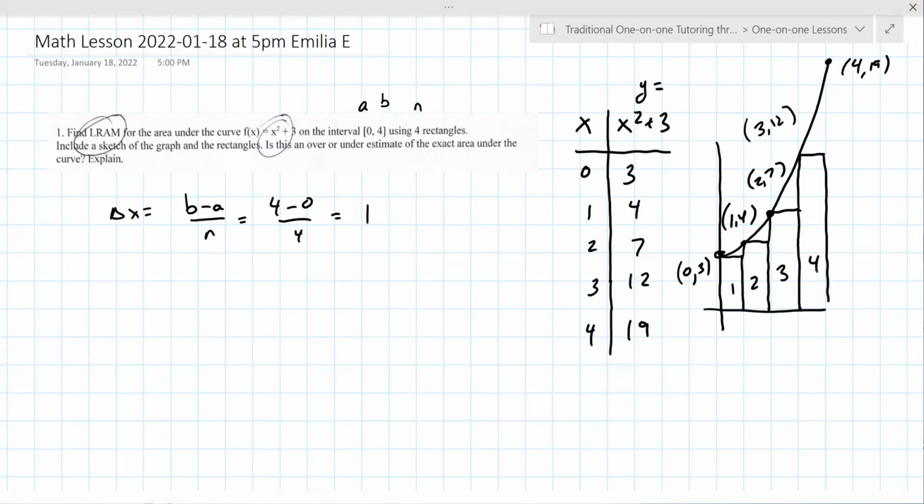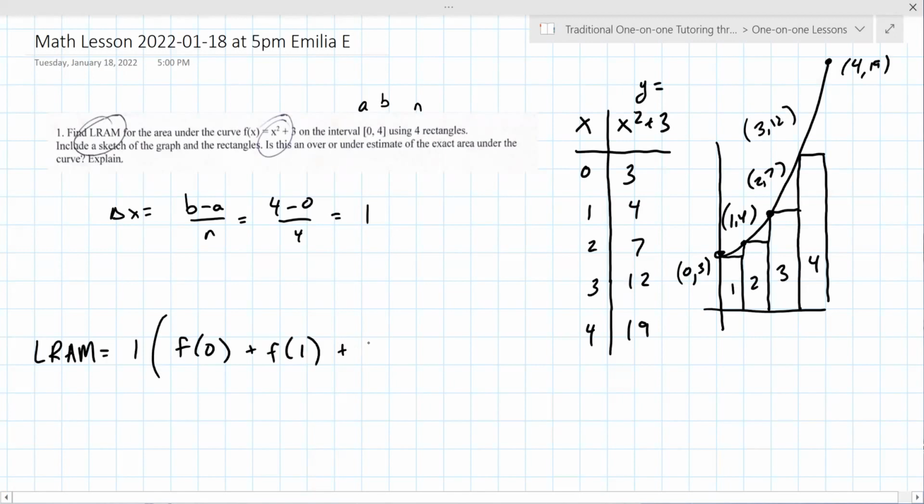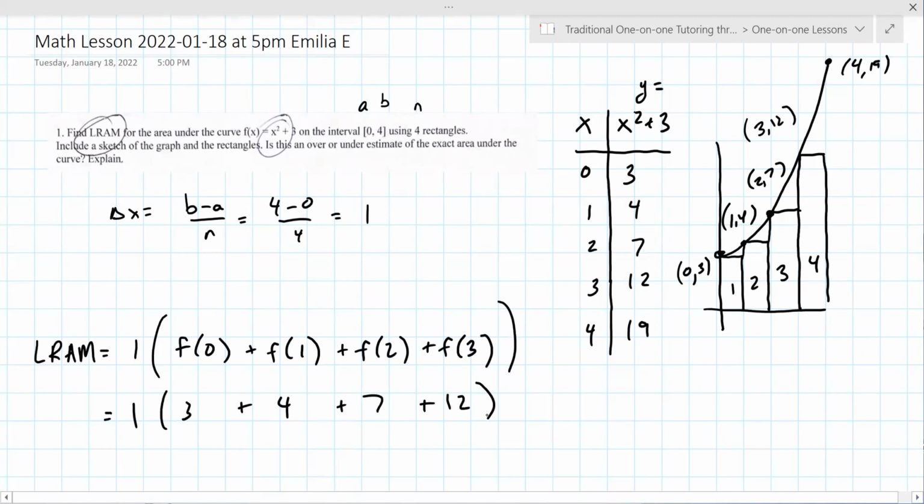Okay, so then to actually find LRAM, your LRAM here is delta x, which is 1, times f of 0 plus f of 1 plus f of 2 plus f of 3. And once you have your 4 rectangles, you're done. You don't have to keep going on that. And you have those values from this table here. That's 3 plus 4 plus 7 plus 12. So you add them up. What is that? 10, 16, 26. Looks like it's 26.